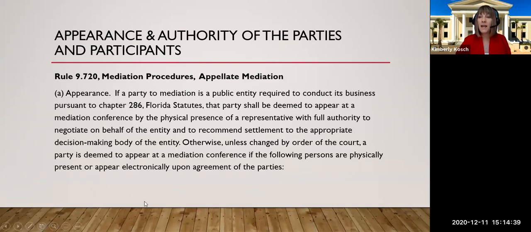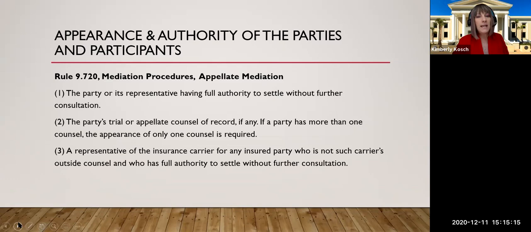Moving on to the appellate mediation rules, and along with dependency, this is an area where we have a smaller caseload compared to the circuit or the family arena, but you will find that the appellate rules for appearance and authority are very similar to the circuit civil rules of procedure. So we see here for appearance that the same provisions for a public entity apply that we saw in circuit mediation. These are also the parties who must attend the mediation.